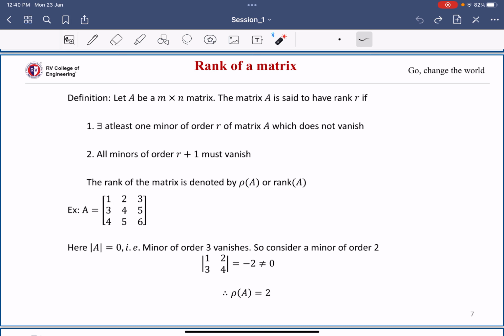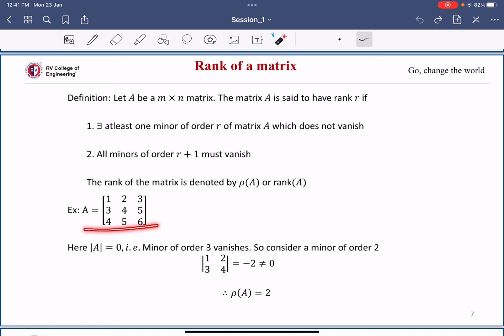Determining the rank of the matrix by the minor method is not a preferable method, as it's quite a tedious job to obtain the minors when the order of the matrix increases. So it's not an easy job to determine the rank of a matrix by the minor method.